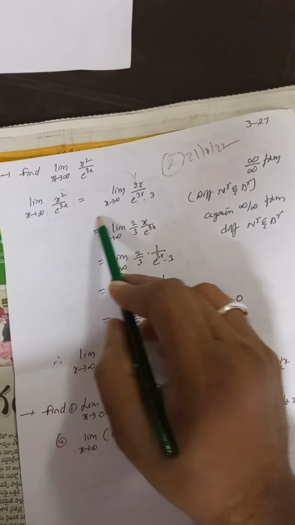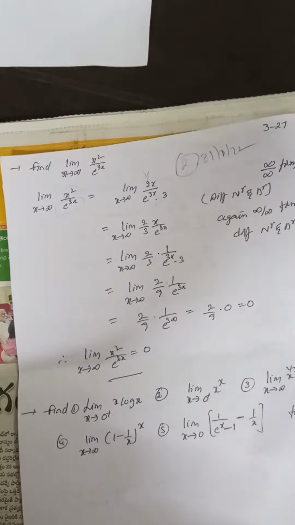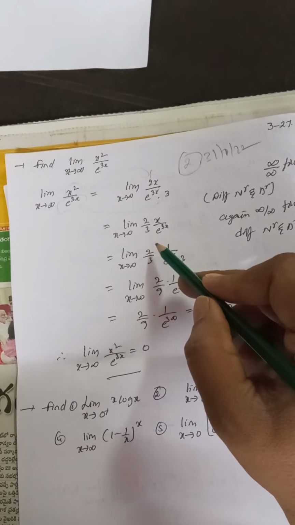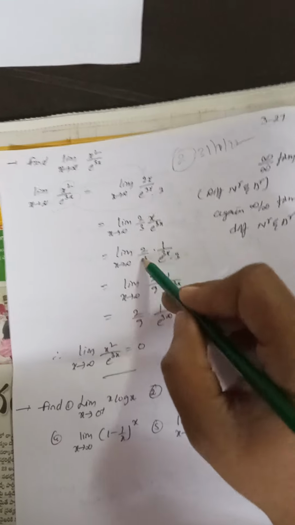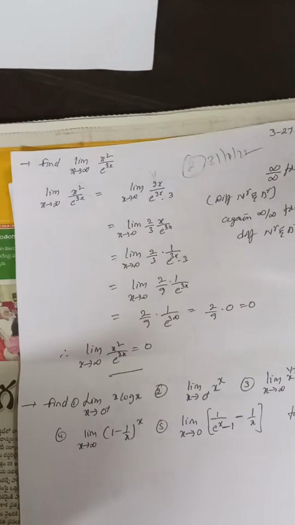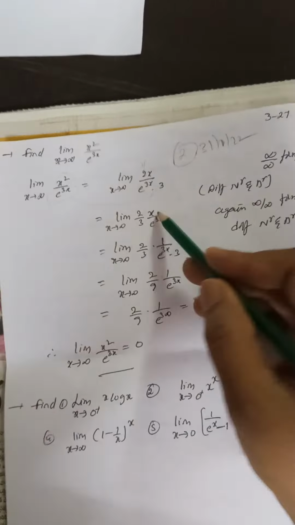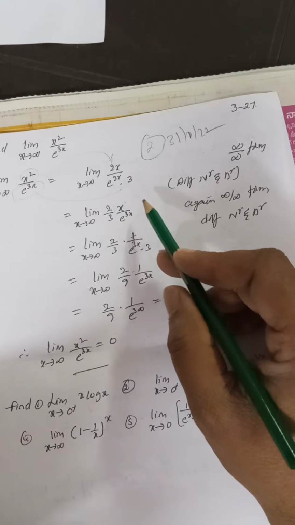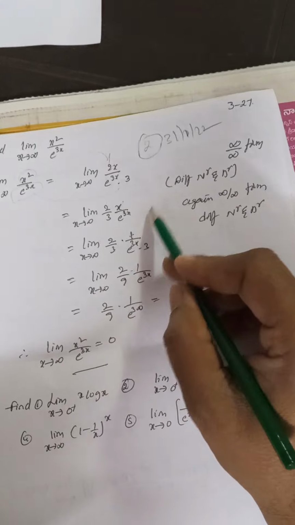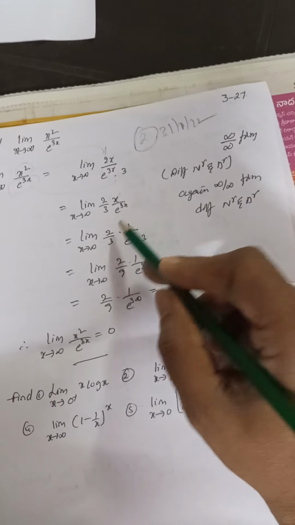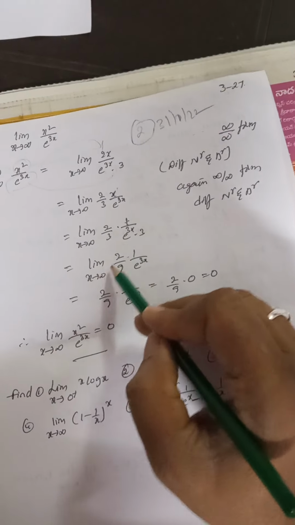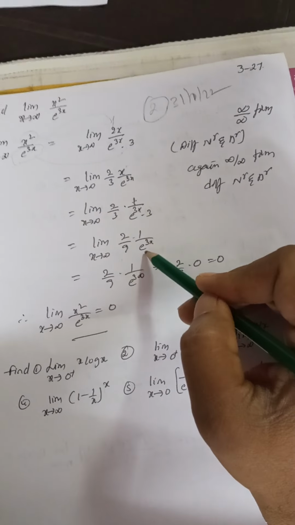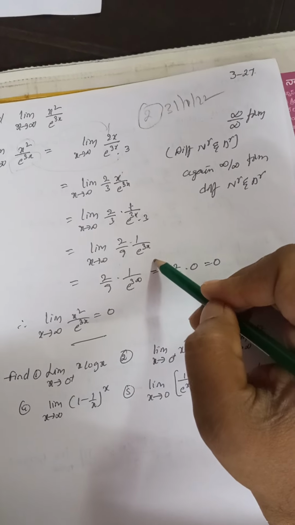Now again, if you apply the limit, again you are getting infinity by infinity form. Therefore, once again you have to differentiate numerator separately, denominator separately. Here 2 by 3 is a constant, we can take it outside the limit. Now differentiation of x is 1. Now differentiation of e power 3x is 3 into e power 3x. Now again simplification, limit x tends to infinity, 3 into 3 is 9, 2 by 9 into e power 3x, right?